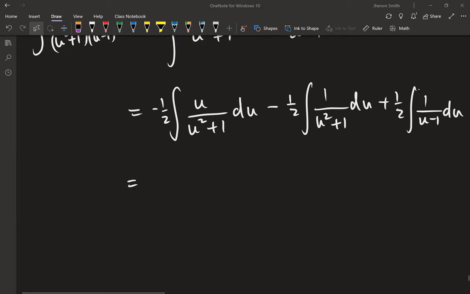Let's do the integrals. For this first one here, that's another substitution, but it's probably one that you can do in your head. That's going to be the ln of that. So it's going to be 1/2 ln of u squared plus one in absolute values, but then you multiply that by the minus 1/2 to get minus 1/4. This one here, what's the middle one?